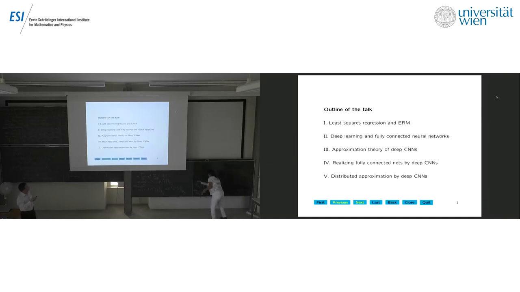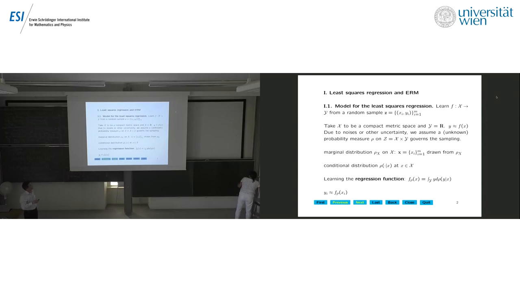I will review a little bit about the classical least squares regression problems in learning. And then we'll introduce the topic of deep learning and the classical theory for fully connected neural networks. And then we'll present the approximation theory for deep convolutional neural networks. And then the connections to the classical fully connected neural networks and a distributed approximation scheme by deep CNNs.